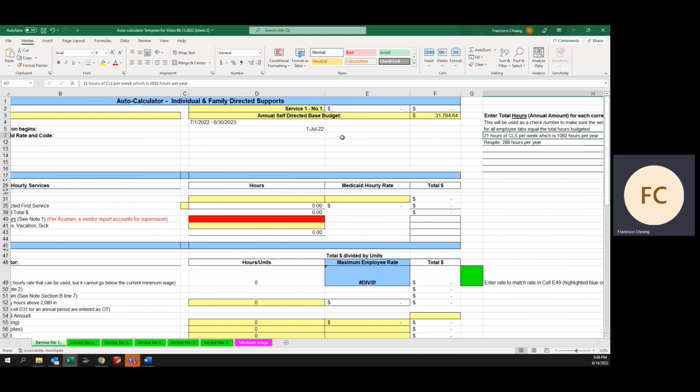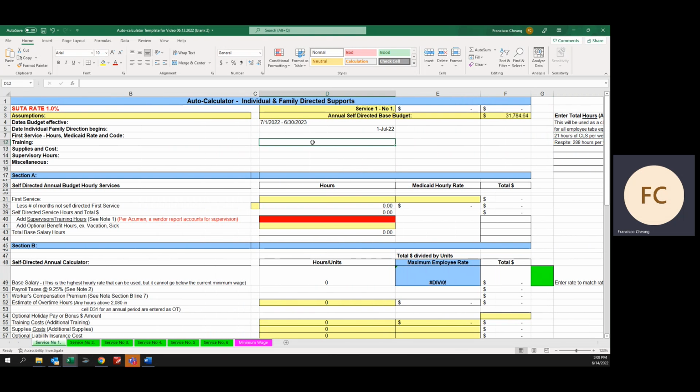Now we're going to scoot over to the other part of our assumptions in the auto calculator, and we're going to begin entering first the annual self-directed base budget, which I have already entered here.